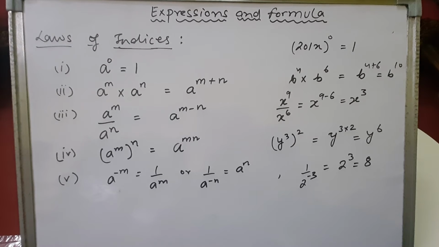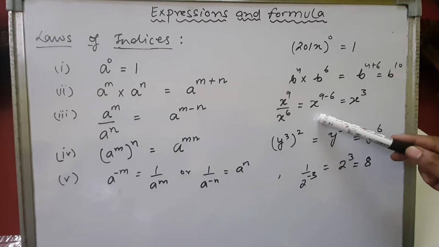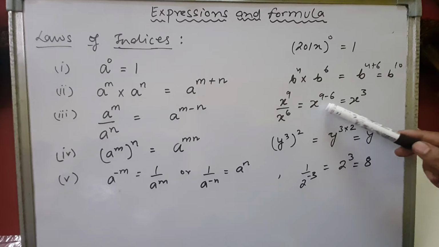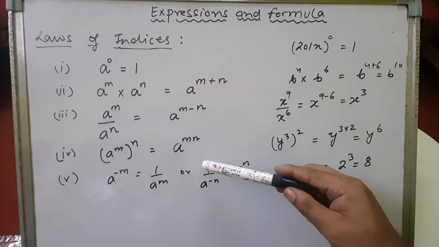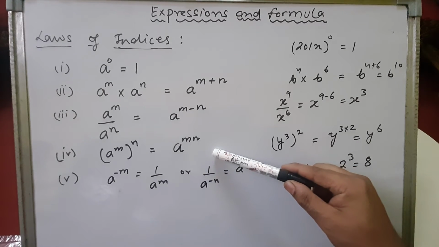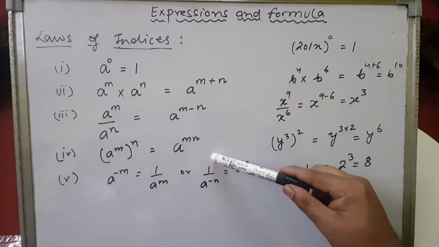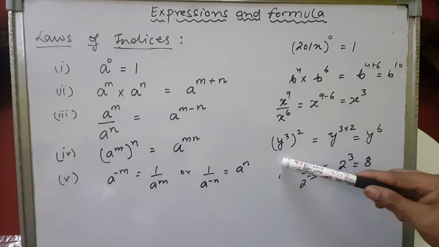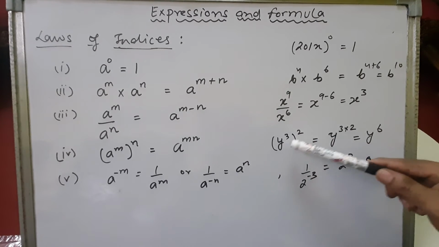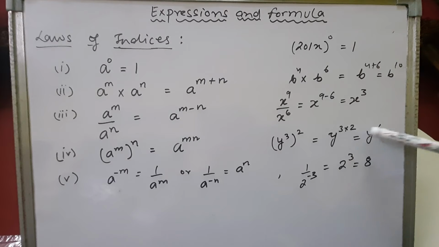So the powers will get subtracted. So the result will be x to the power 9 minus 6, that is x to the power 3. Alright, let's see the third law. A to the power m, to the whole power n. So when the powers are in a bracket, then they'll get multiplied. Suppose here it is written y to the power 3, to the whole power 2. So these two powers will get multiplied. The result will be y to the power 3 into 2, that is y to the power 6.